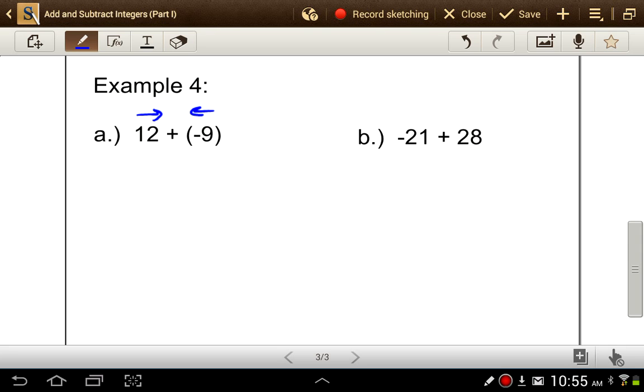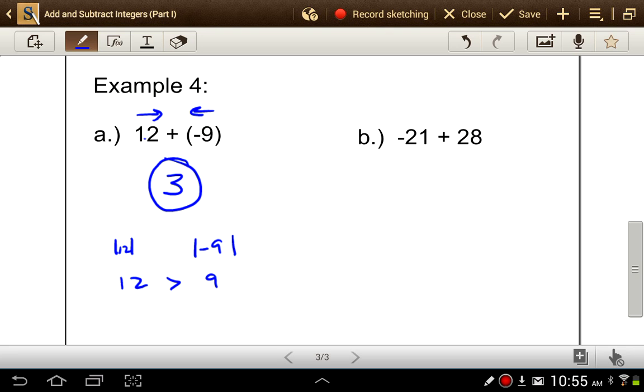So all I'm going to do is 12 minus 9. 12 minus 9 is 3. Now I look at my answer. 12 is further away from 0 than -9. Okay, the absolute value of 12, and you would not have to show this work, you would just do this in your head, equals 12. The absolute value of -9 is 9, and since 12 is greater than 9, 12 was your positive number, so your answer is positive.